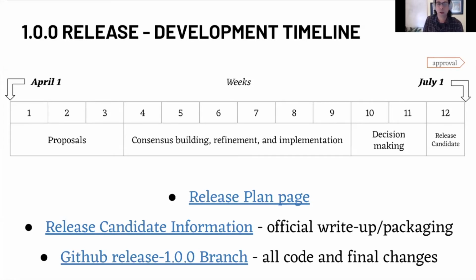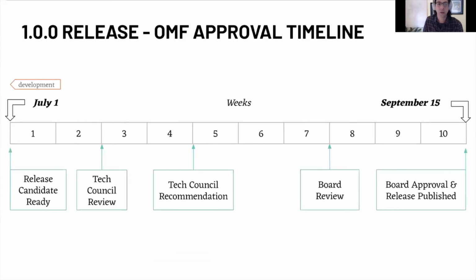After that development time, we went to approval. This is how things get approved in the OMF based on our bylaws. So the release candidate was ready, the Tech Council reviewed it, and the Tech Council made a recommendation to the board after a few changes. The board reviewed it, and then the board had a few changes, and then the board approved it. It was ready September 15th, and we published it September 16th. And before all this as well, we also have a privacy committee which reviewed it along the way of development.